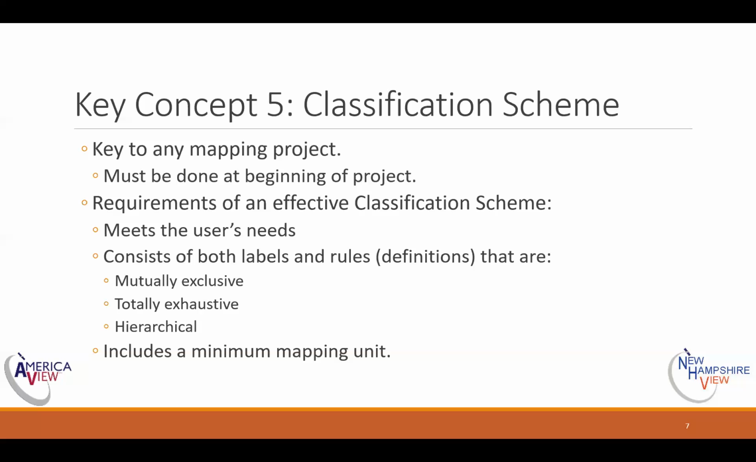When we get to pixels, people seem to eliminate this idea, minimum mapping unit, maybe assuming that a pixel was the minimum mapping unit, but that's a really bad idea. Pixel should never be the minimum mapping unit. There should be some grouping of digital data, grouping of pixels to form the minimum mapping unit. So again, something to think about as part of your classification scheme.